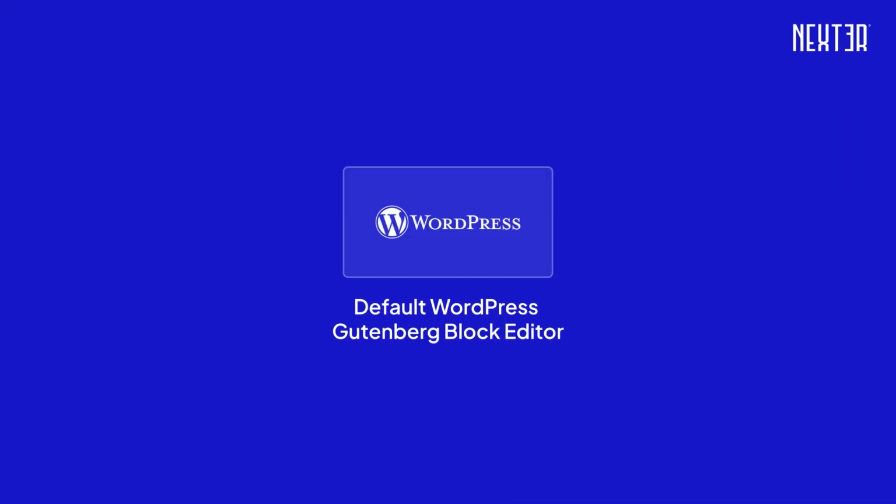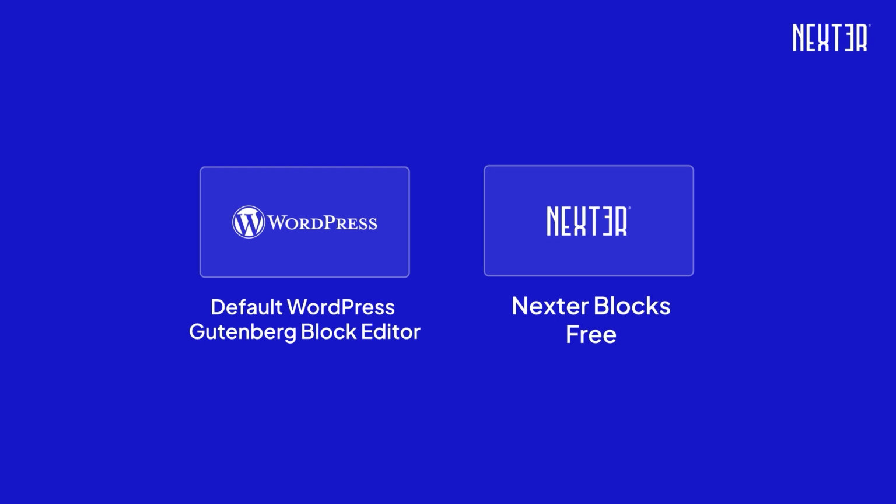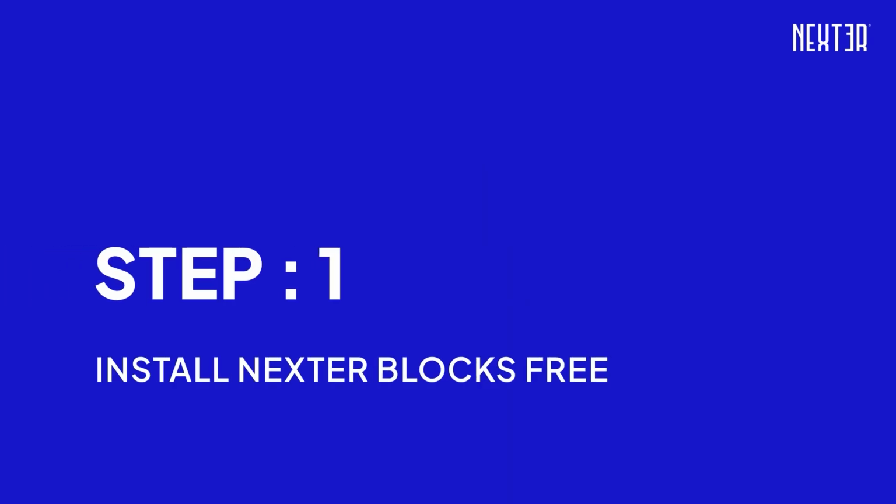Before we begin, ensure that the WordPress block editor is active on your site. Additionally, activate the Nexter blocks free version. Step 1. Install and activate the Nexter blocks free version.